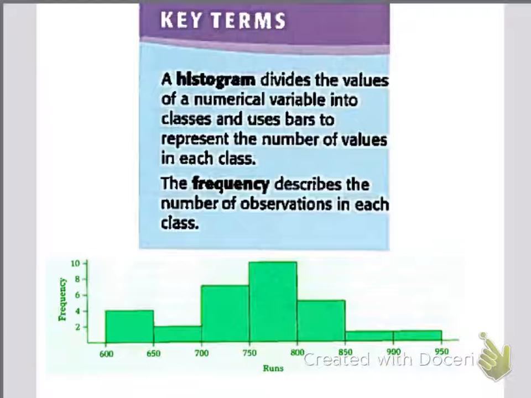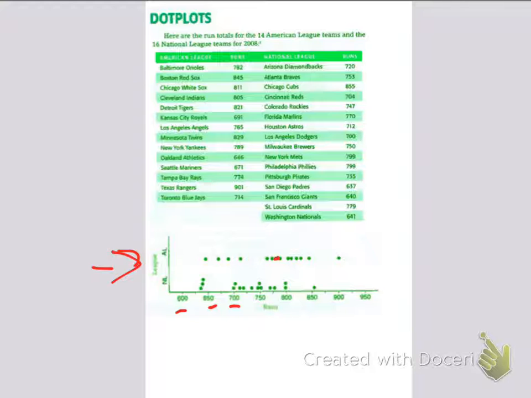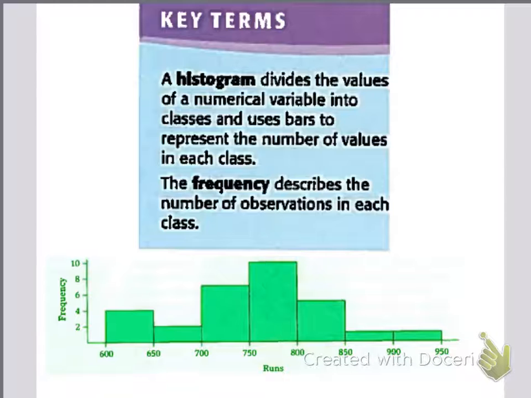Also, histogram. A histogram divides the values of a numerical variable into classes and uses bars to represent the number of values in each class. The frequency describes the number of observations in each class. So what they've done is they took this dot plot and made it into a histogram. There were 4 teams that scored between 600 and 650 runs. There were 2 teams that scored from 650 to 700, and so on.